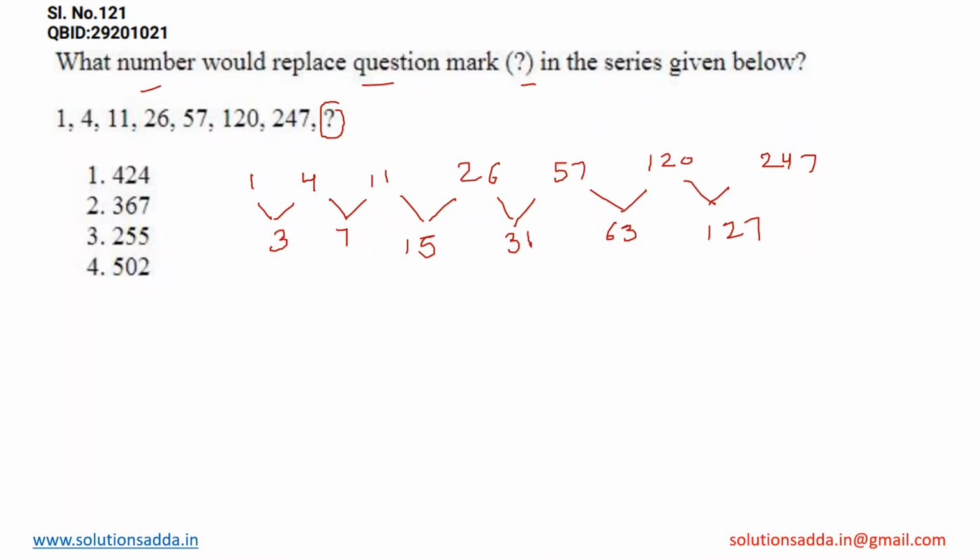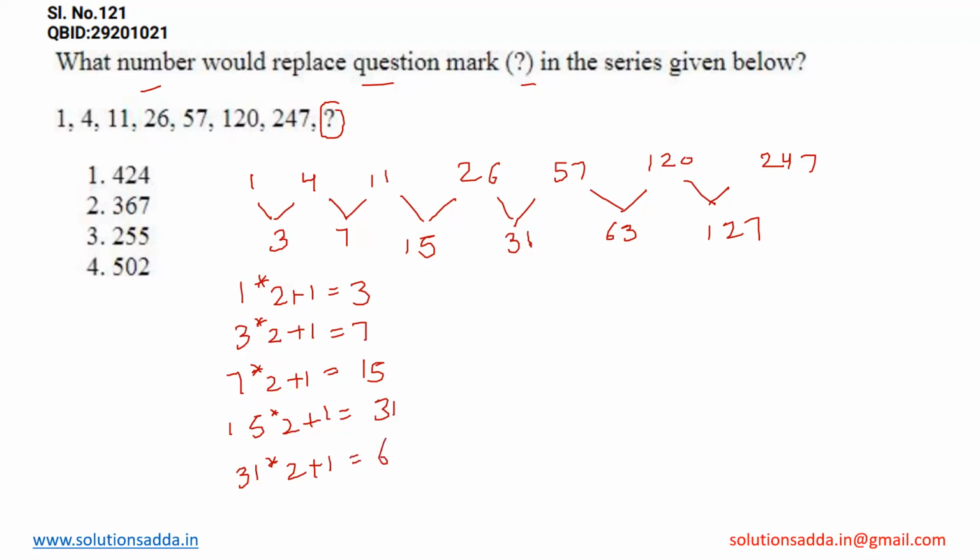So let's understand the pattern, how to create this series. I guess 1 multiplied by 2 plus 1 equals 3. Then 3 multiplied by 2 plus 1 equals 7. Similarly, 7 multiplied by 2 plus 1 equals 15. And 15 multiplied by 2 plus 1 equals 31. Therefore, 31 multiplied by 2 plus 1 equals 63. Similarly, 63 multiplied by 2 plus 1 equals 127, and 127 multiplied by 2 plus 1 equals 255.